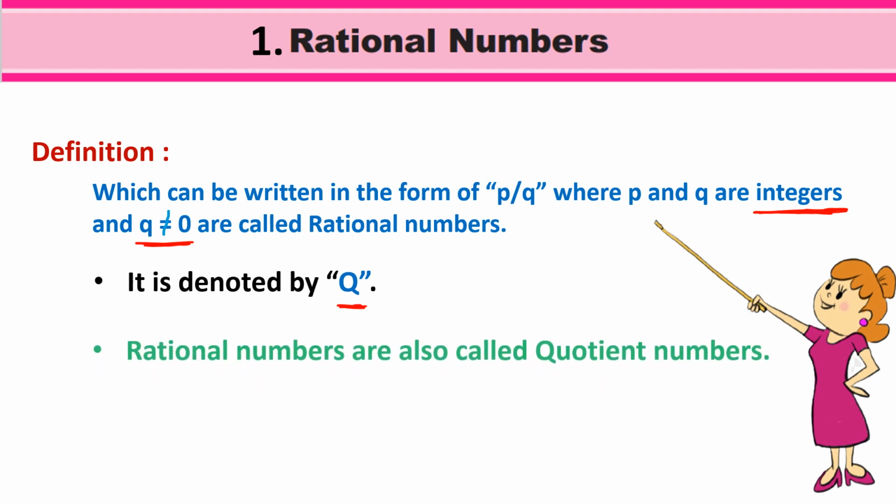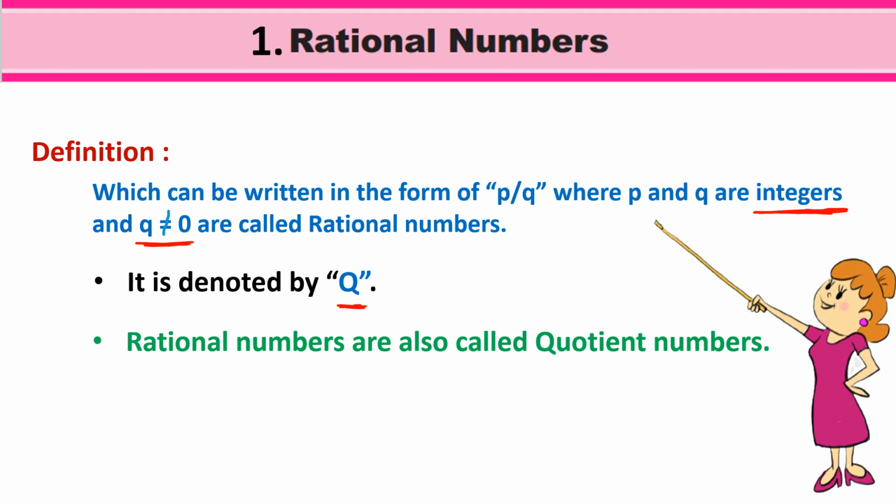Understand? Look at that. These rational numbers are also called quotient numbers. These rational numbers are also called rational quotient numbers. That's why it is denoted by the first letter of quotient, Q. Understand? So that's why it is denoted by Q.